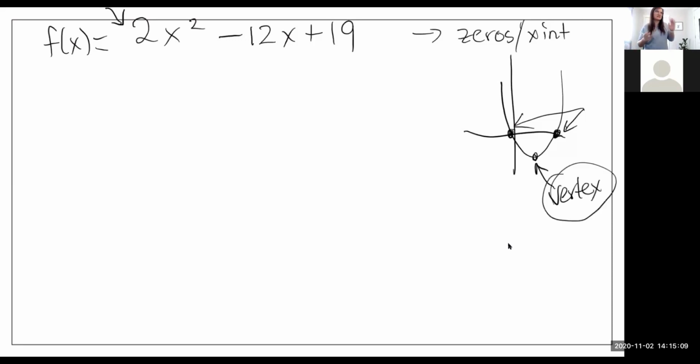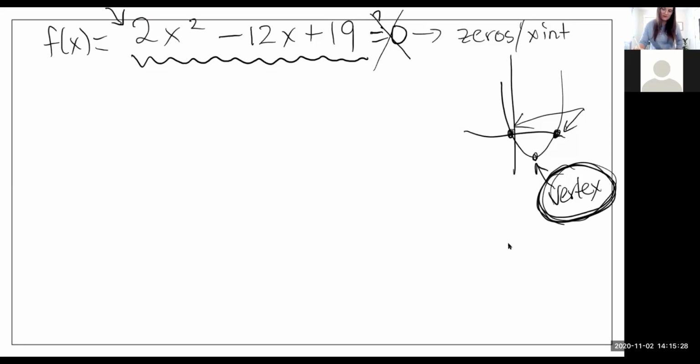Okay, and so this is a distinction, because it looks very similar to the type of question you would have had in the previous unit, but the question was different. The question in the previous unit was asking, when is it equal to 0? We're still kind of interested in that, but we're not focusing on that right now. We're more focused on what is the vertex.